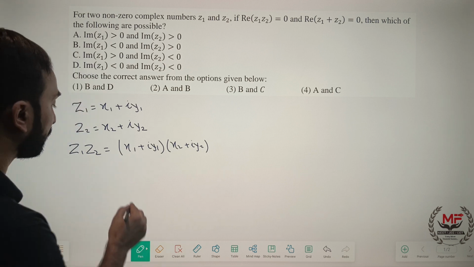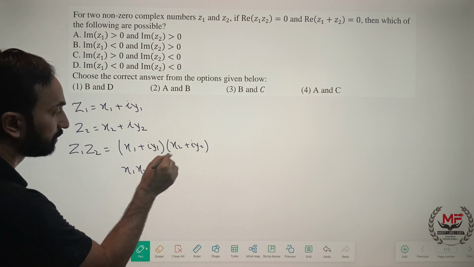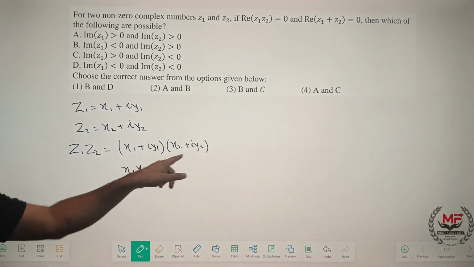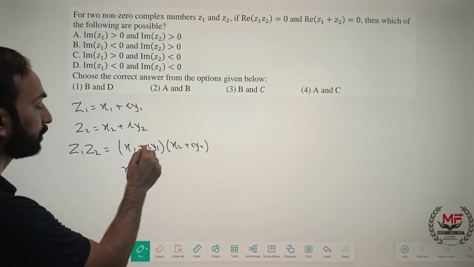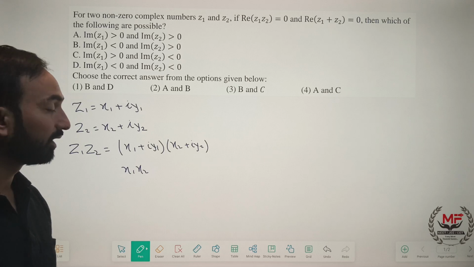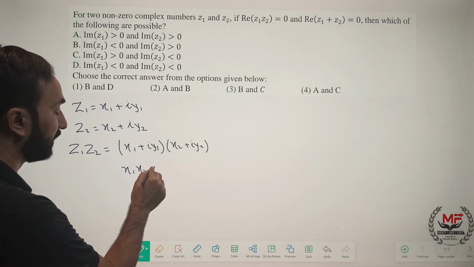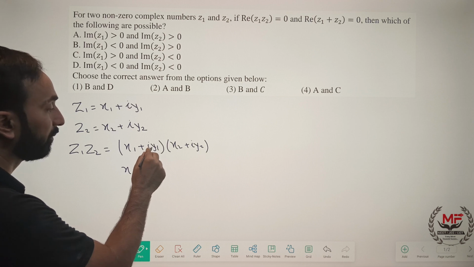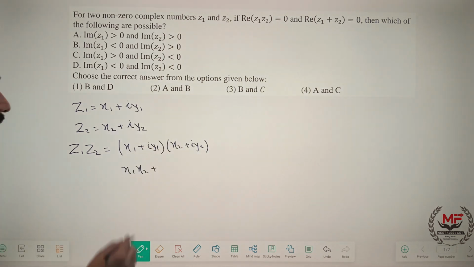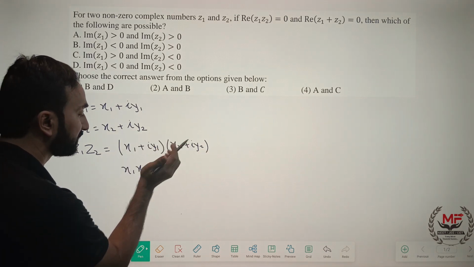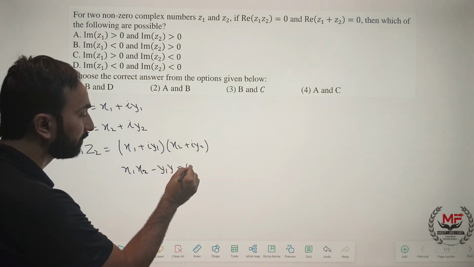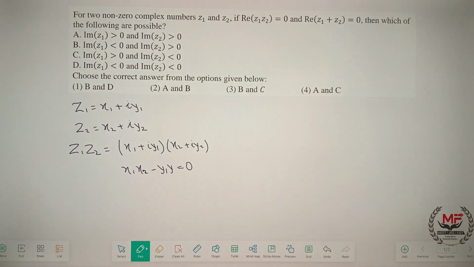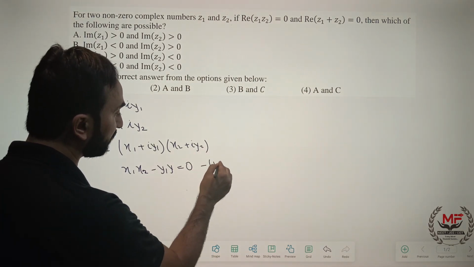In the multiplication, we get x1 into x2 plus, we will not multiply the x1 into i y2 part, because there we will get the imaginary part. Also when we multiply i y1 to x2, we will get the imaginary part, so better avoid it. Now when we multiply i y1 to i y2, we get i squared, and the value of i squared we know is minus 1. So we will get minus y1 y2, and this will become 0. We will call it equation 1.